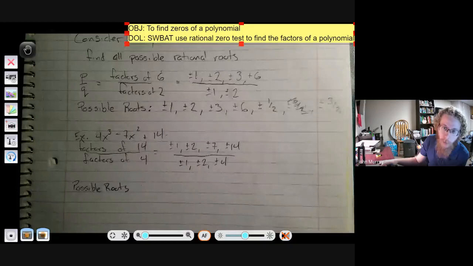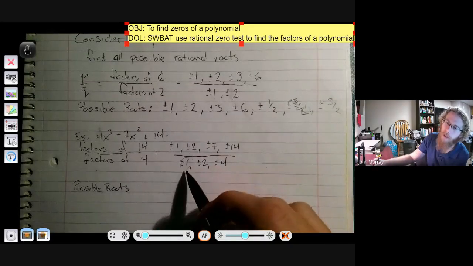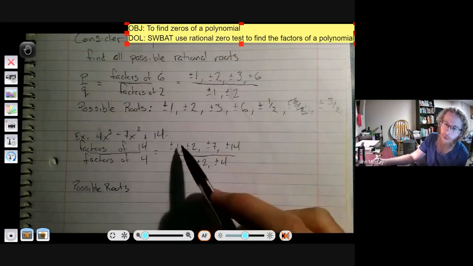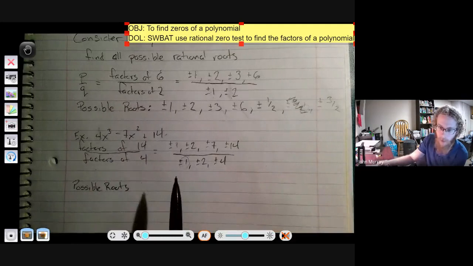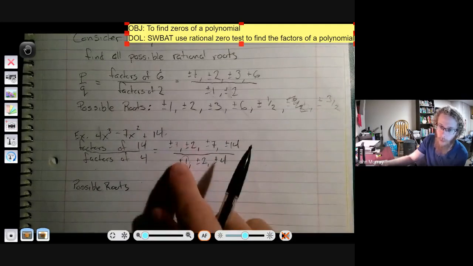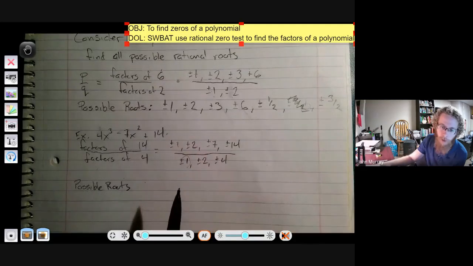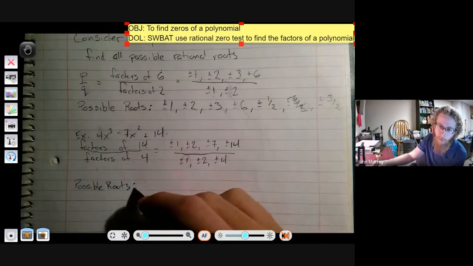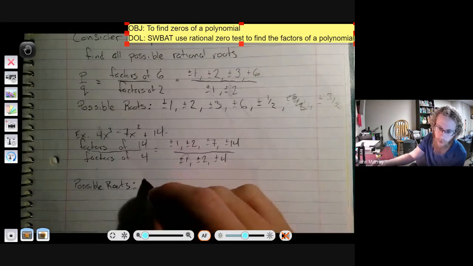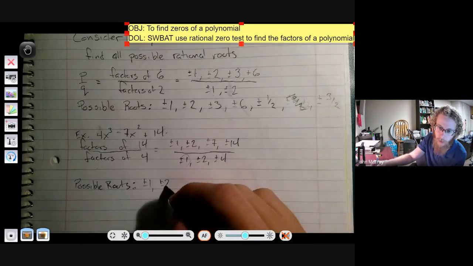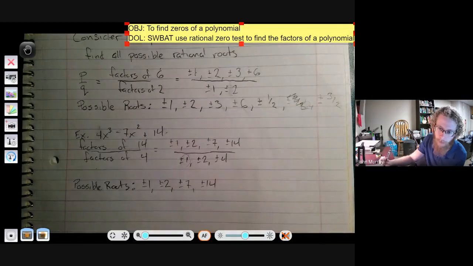All right, so we're going to do our possible roots. Again, we're just going to match. Now, if you want to do it differently, if you want to pick one numerator and then go through all the denominators, that's fine. I just like it this way because we get the whole numbers out of the way first, and then we worry about fractions and repeating numbers. So my first denominator is 1, so I just have 1, 2, 7, 14.